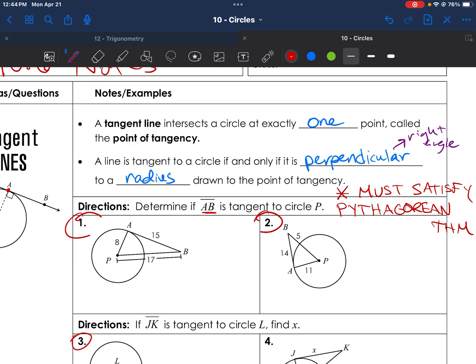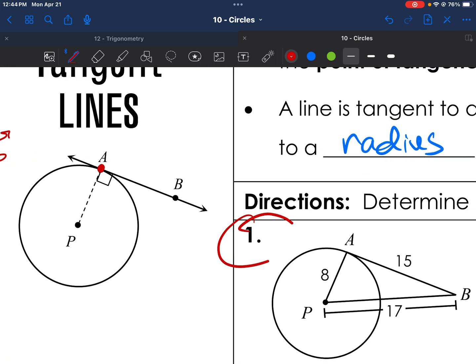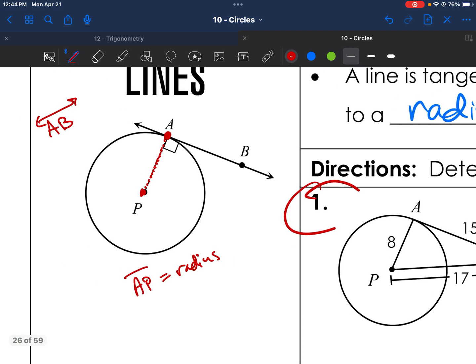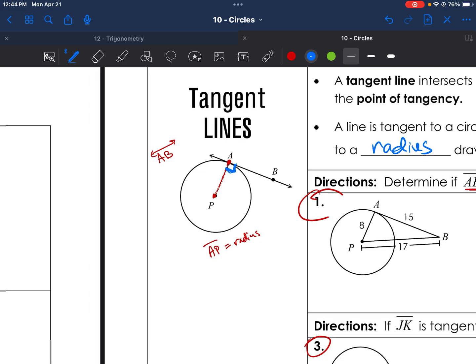Now, property of a tangent line: a line is tangent to a circle if and only if it is perpendicular to a radius that is drawn to the point of tangency. All right, so all that being said, a few things to remember. Perpendicular means we're talking about right angles being formed. So we had center point P, and we have this radius AP, that segment right there, being a radius. So because line AB is perpendicular, meaning it creates a right angle with radius AP, this is enough for me to know that it has to be a tangent line.